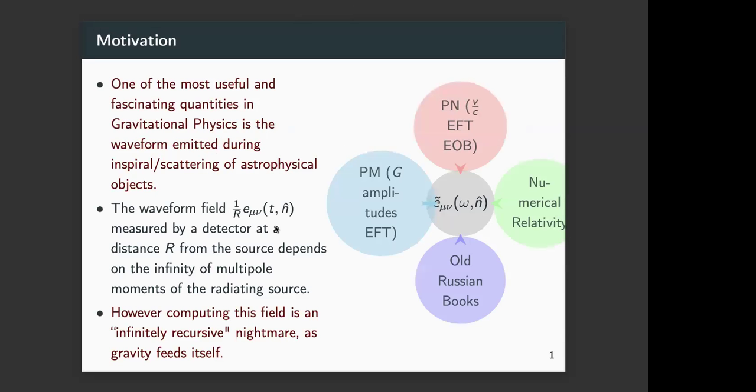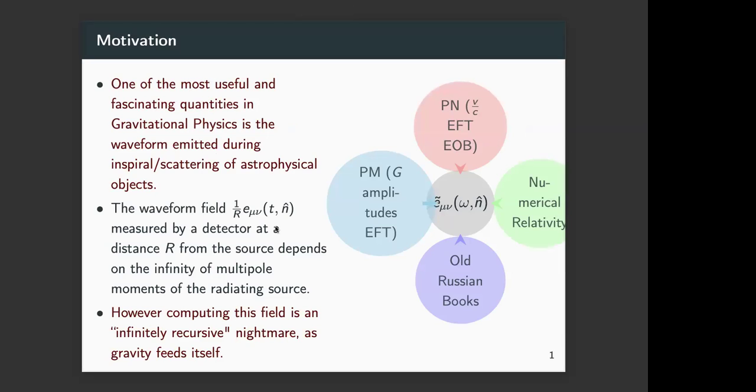So let me just start with some broad motivation, which was very nicely covered by Raphael and Emil also in their talk. One of the most useful and fascinating quantities in gravitational physics is the waveform emitted during scattering or inspiral of astrophysical objects. And this waveform, which is the 1/r component of the radiative field, is measured by a detector at some large distance and at some angle.